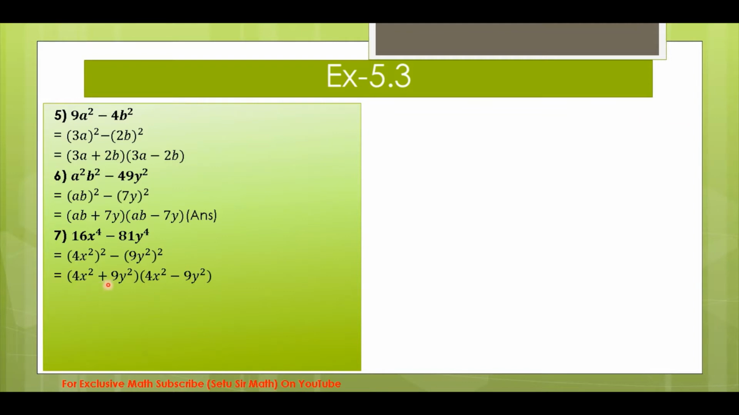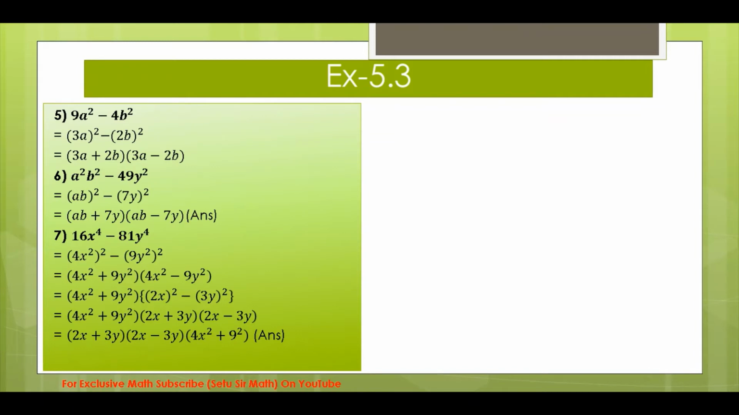No, this math is not finished yet, because you can see 4x square minus 9y square. This term also we can take the same formula, a square minus b square. How? Like this, 2x square whole square, 3y whole square. So 2x plus 3y, 2x minus 3y. In the factorization, the rule is something like this: if any of the terms can be made by any formula, we have to do that formula. So this is the answer.